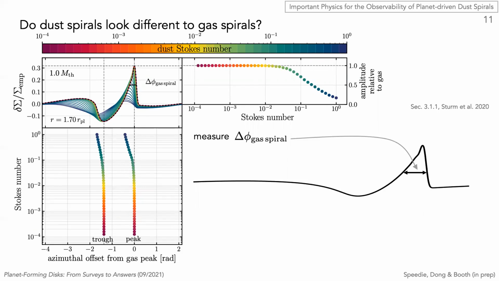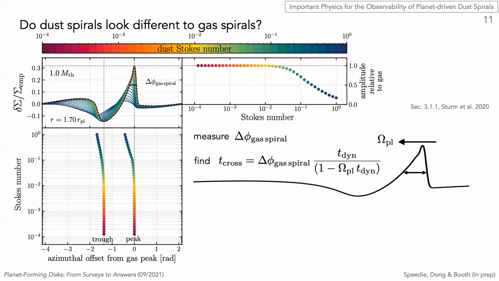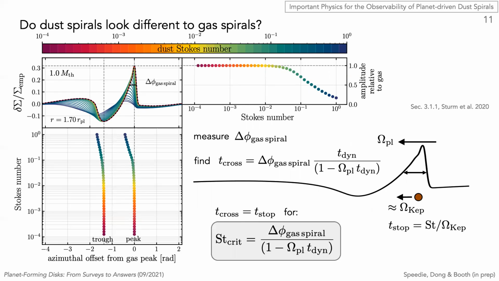First we estimate the azimuthal extent of the gas spiral using, for example, the full width at half max. And then we calculate the gas spiral crossing time, taking into account the additional time because the spiral is moving in the same direction as the Keplerian flow. This crossing time, T cross, is a property of the gas spiral. We then compare it to a property of the dust, the stopping time. And we define the dust Stokes number for which these two timescales are equal as the critical Stokes number.